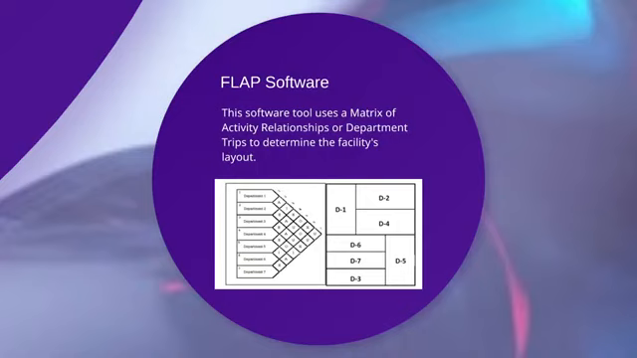So as we can see in an example here, the relationship between Department 1 and Department 2 is absolutely important. Between Department 1 and Department 3 is important. Between Department 1 and Department 4 is essentially important, and so on. This is just an example.